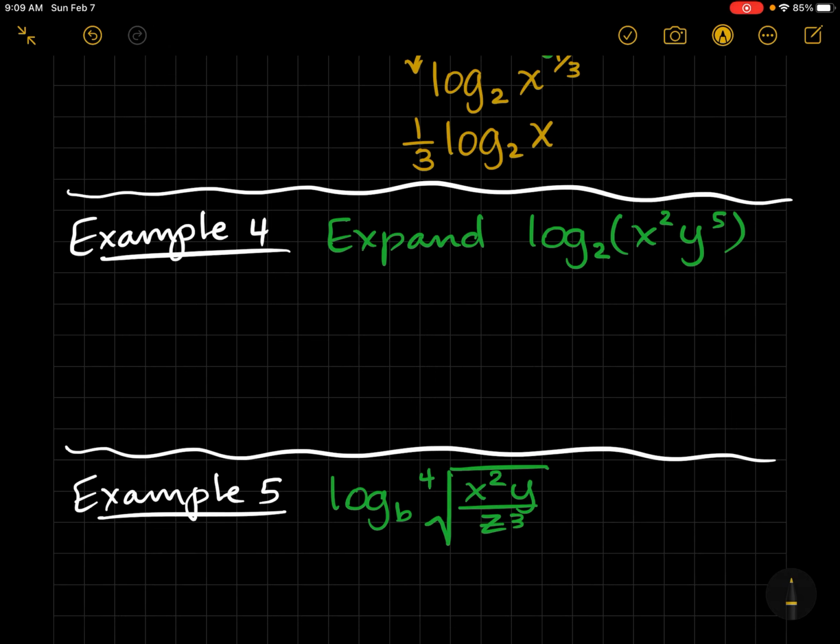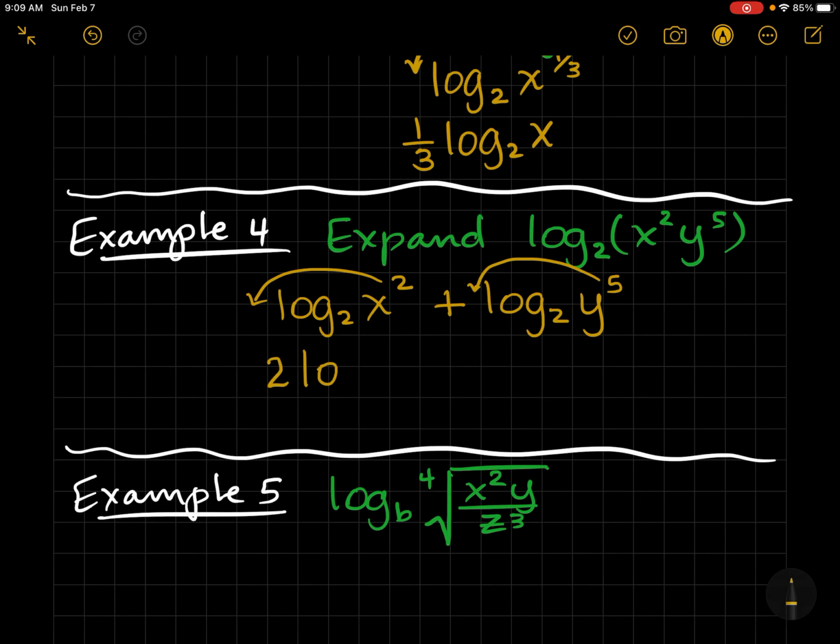Example 4. We're going to, again, combine properties. We're going to use the first and third property. So we're going to expand using the first property. And now we're going to bring the exponents around front. And as you get good at this, you won't even need two steps. You'll be able to do it in one swift motion. But when you expand, you must bring exponents around front.